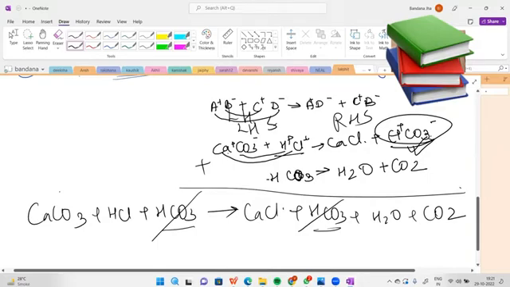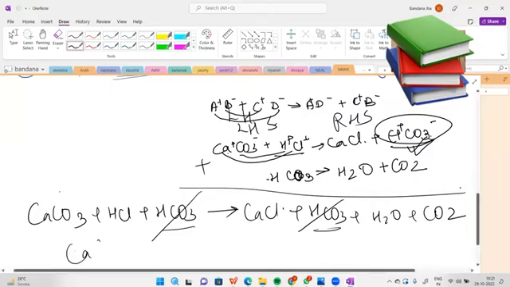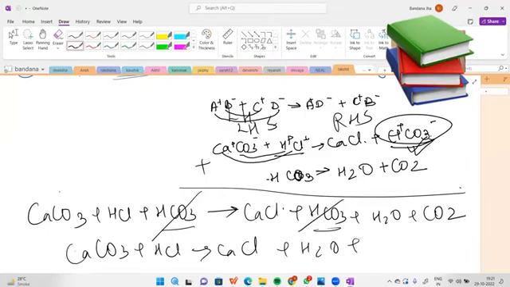The equation is not balanced. So forget about that, the balancing in nature. So what will be the output? CaCO3 plus HCl tends to CaCl plus H2O plus CO2. Understood? And you have to balance it. Understood how it is making?